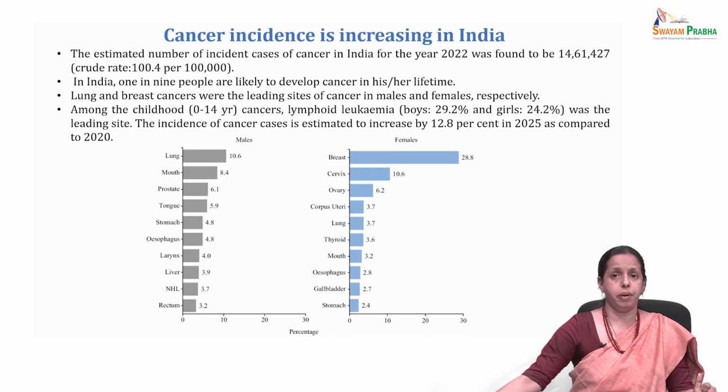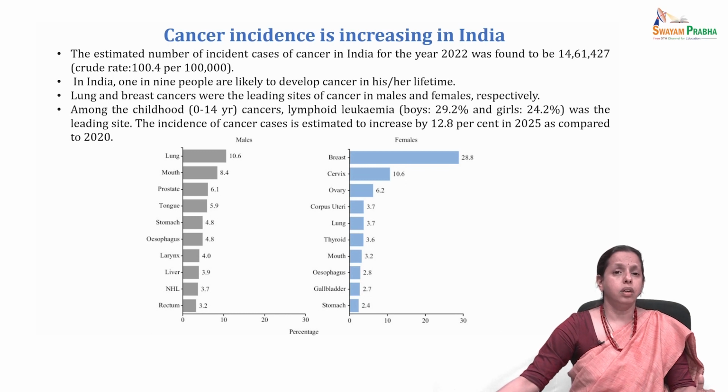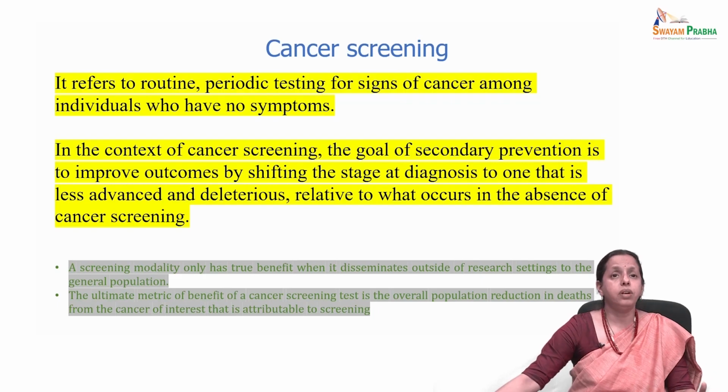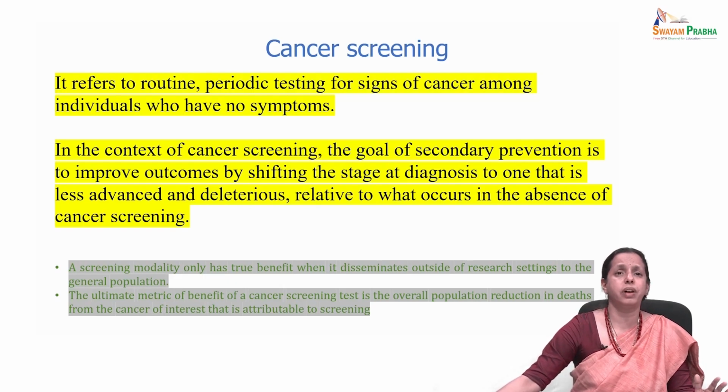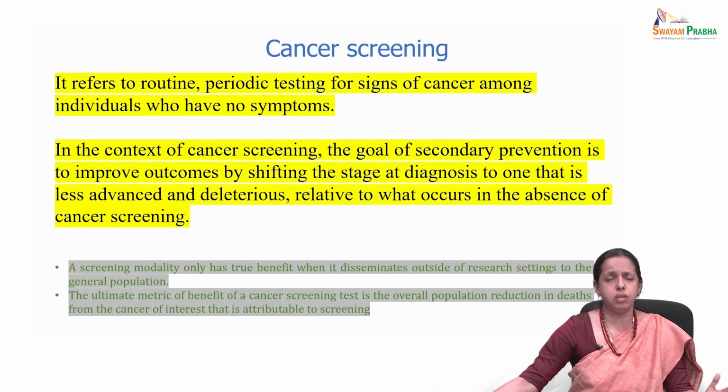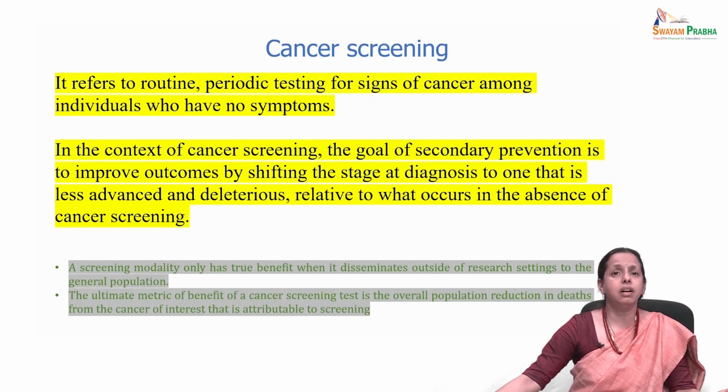Now, how can you prevent this alarming rise in numbers? Let's introduce another term, cancer screening. It refers to routine periodic testing for signs of cancer among individuals who have no symptoms per se. Of course, people who find a lump go to the primary or tertiary healthcare centers. In the context of cancer screening, the goal is secondary prevention, to improve the outcome of the disease.